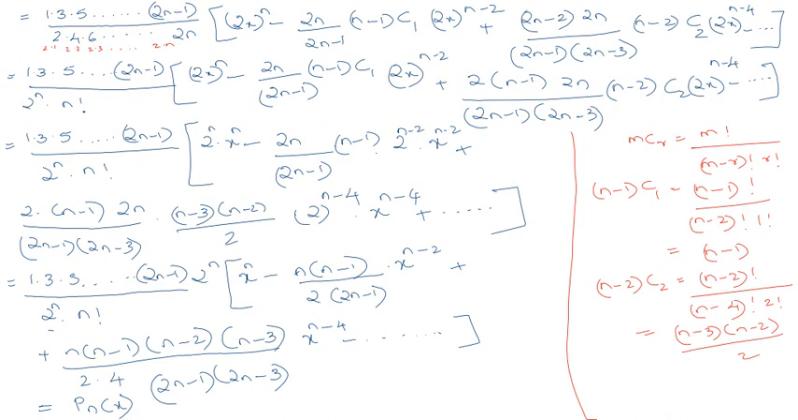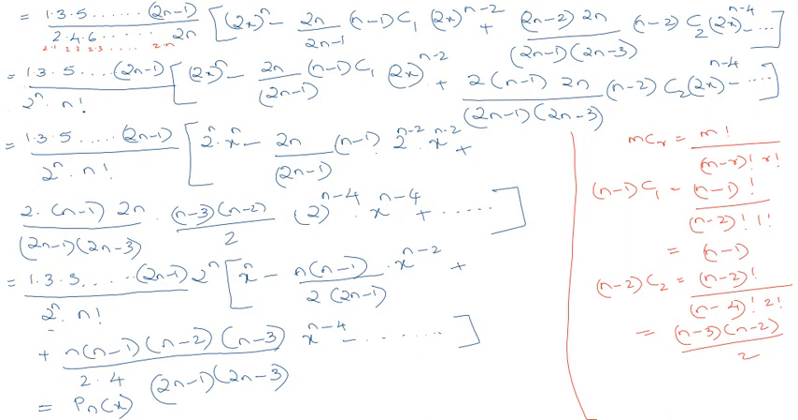Okay, so now here in the next step, the third step here, we are going to write this as 2 raised to n into x raised to n. So this is 2 raised to n into x raised to n. 2x the whole raised to n is 2 raised to n into x raised to n. And here it is 2 raised to n minus 2 into x raised to n minus 2. Here it is 2 raised to n minus 4 into x raised to n minus 4. That is the only change made when we come from this step to this step.